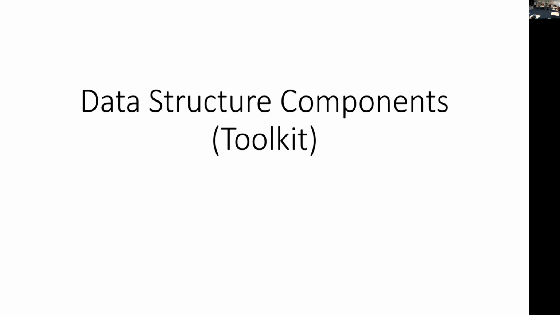So this was the topic as written on the Confluence page, which is really looking at data structure components. And the idea behind this is that the components that we have form kind of a toolkit. Let me explain what that means, or I'll try.